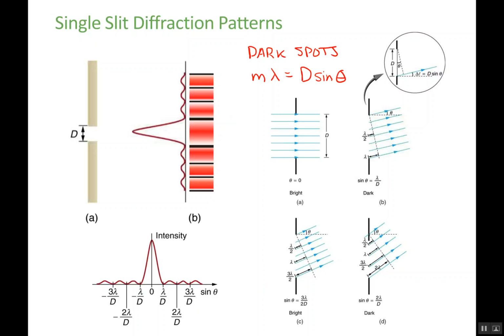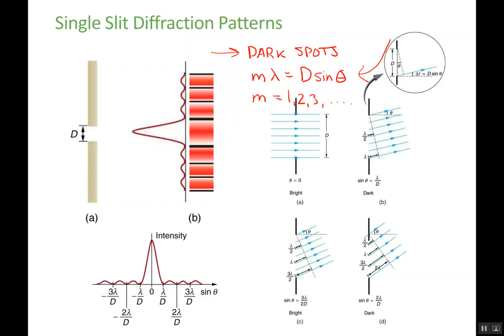And with a little thought, and see your textbook for more details, we can derive an expression which allows us to find the location of the dark spots, the minima, the locations where maximum destructive interference occurs in the pattern, with a formula that looks very similar to the formula that gave us the locations of the bright spots, the maxima, in the two slit and many slit situation from the previous slides. M lambda equals D sine theta, where in this case, M can't be 0, but it can be 1, 2, 3, etc.